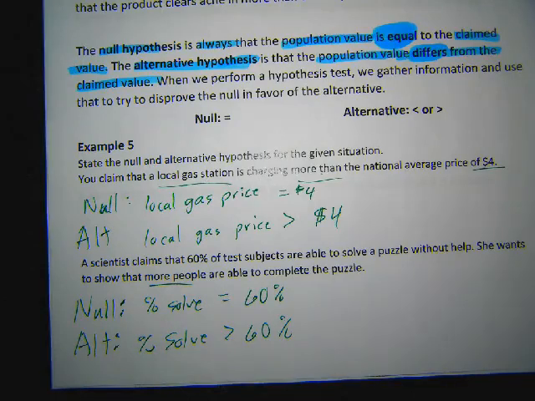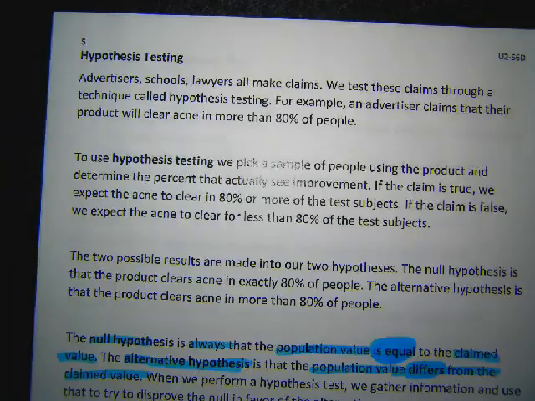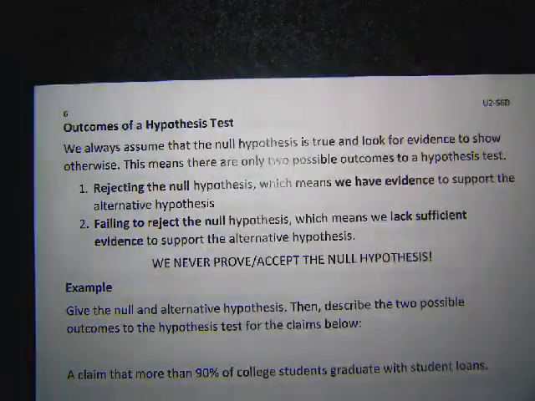And if it's really far from the null, so if it is much higher than 60% or much higher than $4, then we would say, oh, now we have evidence that kind of reject that null statement and go with the alternative. But you always have to have a null and alternative to a hypothesis test.